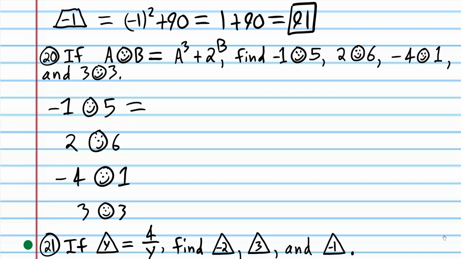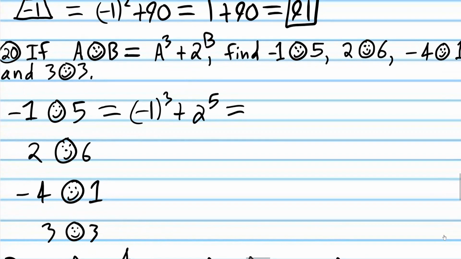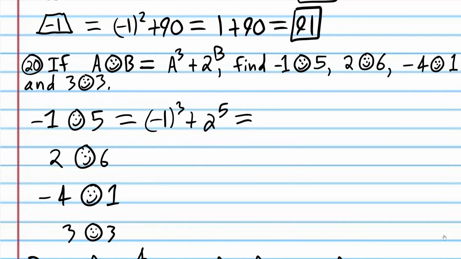So what that means is you plug in negative 1 for A, and you plug in 5 for B. So I plugged in those numbers there. And we just calculate, and we can find our output. So negative 1 cubed is negative 1, and then 2 to the 5th is 32. So our output is 31.